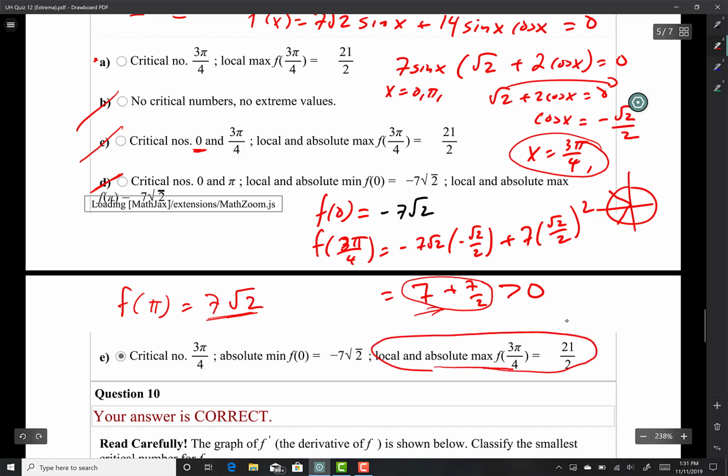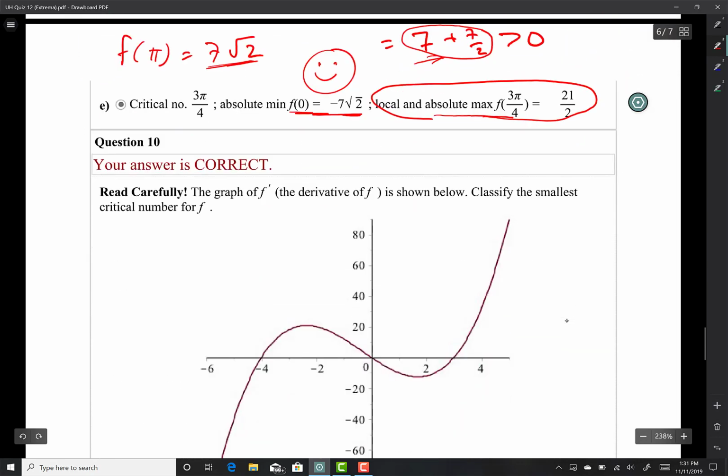And then the smallest, well, this is the only negative number. So this has to be the absolute min, because it's the only one that is negative. So absolute min, f of 0, and negative 7 square root of 2. So hopefully that made sense, guys. Let me know if it didn't make sense, and we can talk more about it.